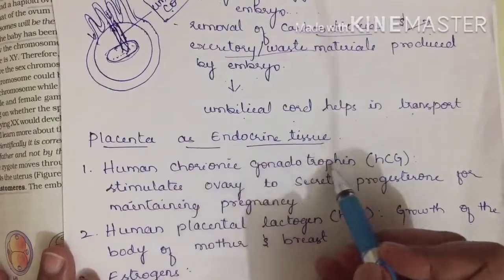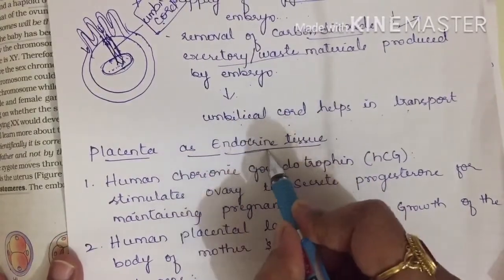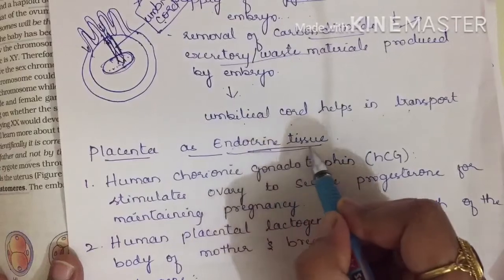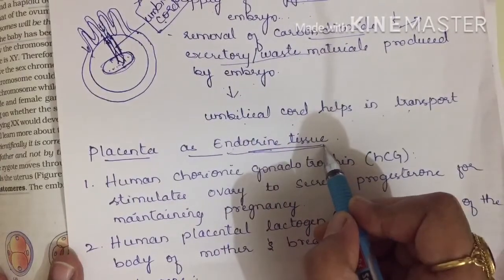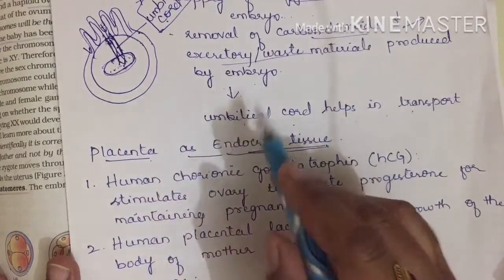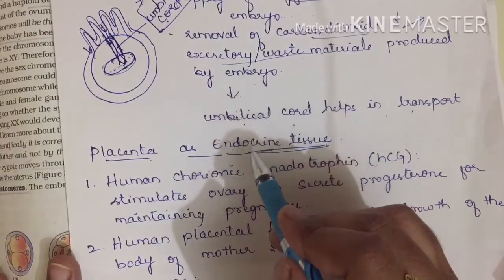Placenta acts as an endocrine tissue. As you know, there is endocrine tissue and exocrine tissue. Endocrine tissue acts to secrete hormones. The placenta also secretes some hormones. While it is doing one function, it also secretes some hormones.